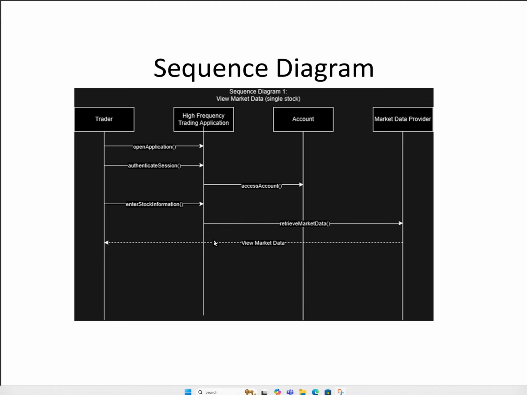So for the first one, we have view market data: the trader executes various methods to open, authenticate, and access the account, entering the stock information, retrieving it from the market data provider, and viewing it itself.